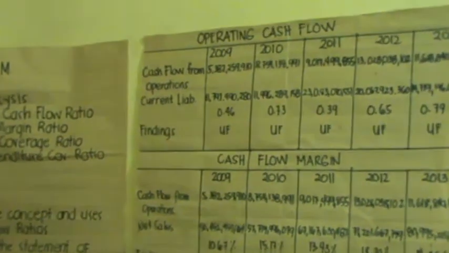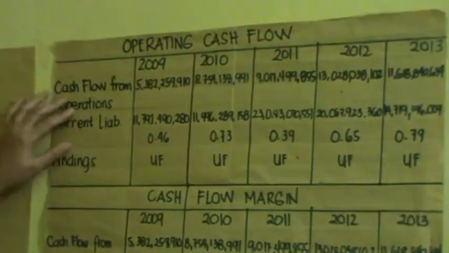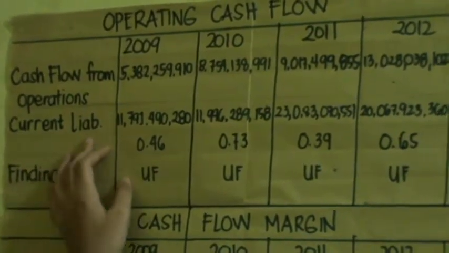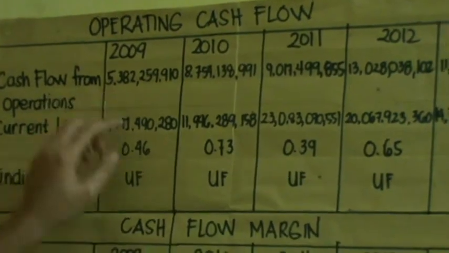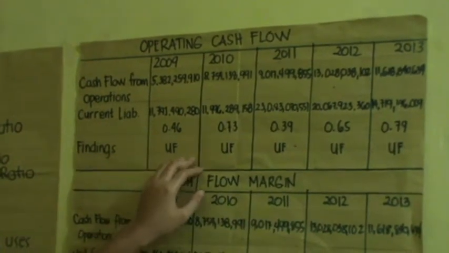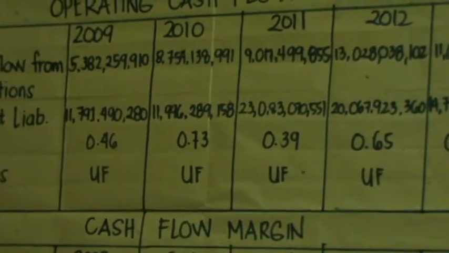The cash flow ratios vary depending upon the type of company. And in my case, I will analyze the statement of cash flow of the Universal Robina Corporation. For the operating cash flow ratio, we'll just divide the cash flow from operations over the current liabilities. Its current liabilities can be found on the balance sheet. And as you can see, I arrive at an unfavorable result for the 5 consecutive years.